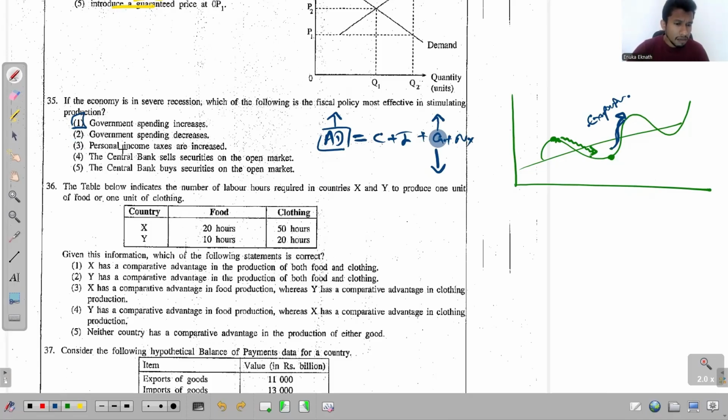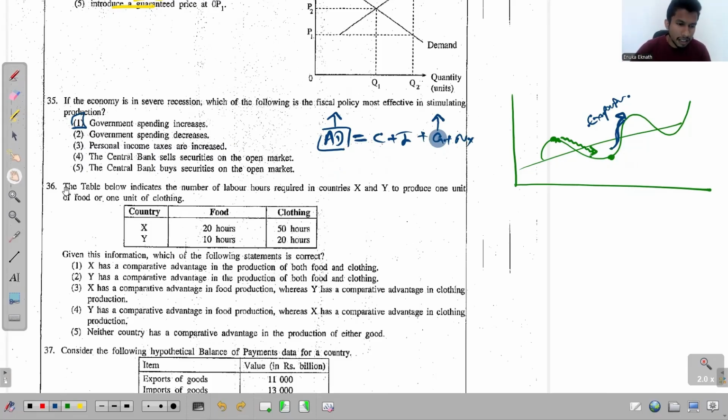The third one, personal income taxes are increased. See, when the personal income taxes are increased, the consumption decreases. When consumption decreases, the aggregate demand also decreases, and it will once again worsen the recession. Right. The fourth one, the central bank sells securities on the open market.